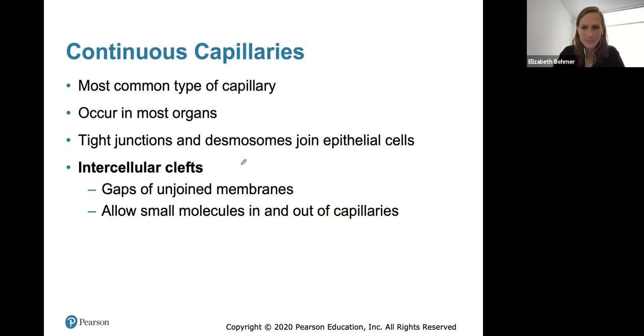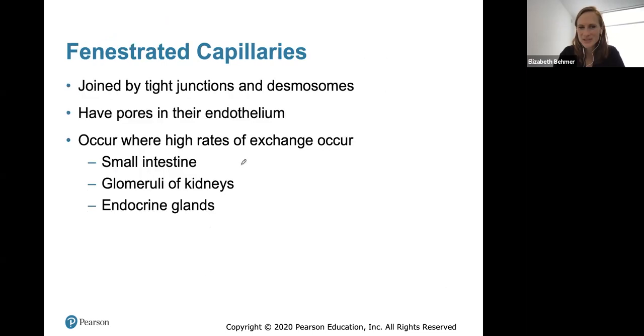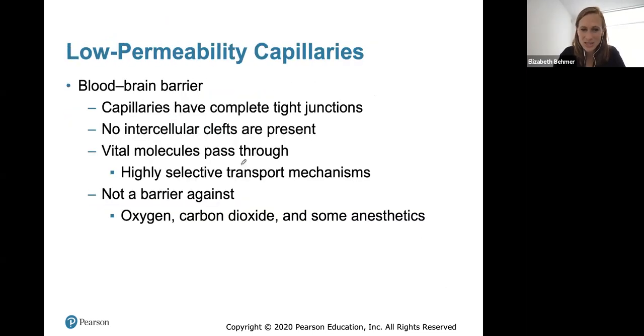Then we have different types of capillaries: continuous capillaries, fenestrated capillaries, and sinusoid capillaries. And again, I don't ask you guys too many questions about this, into and out of the capillaries. In the blood-brain barrier, these are capillaries that have complete tight junctions, and they allow vital molecules to pass through, but not anything harmful. Some things can still get through though, like oxygen, carbon dioxide, and some drugs.